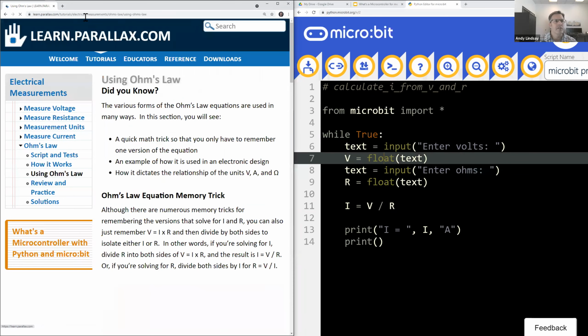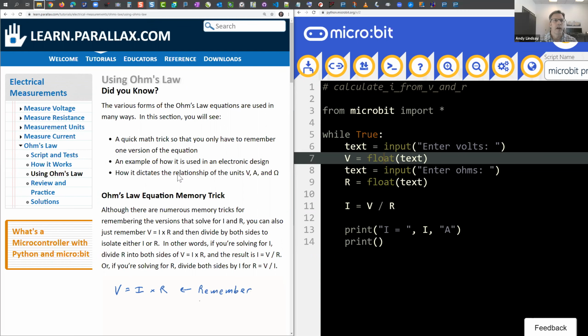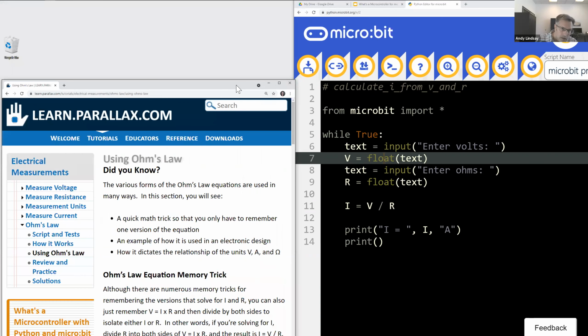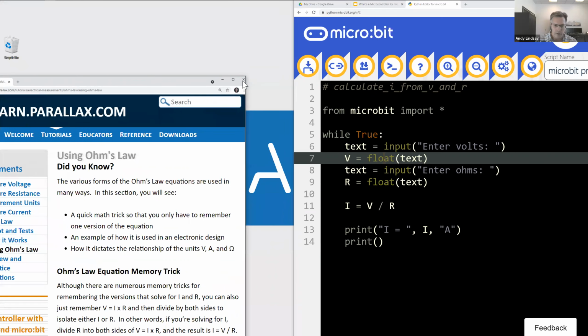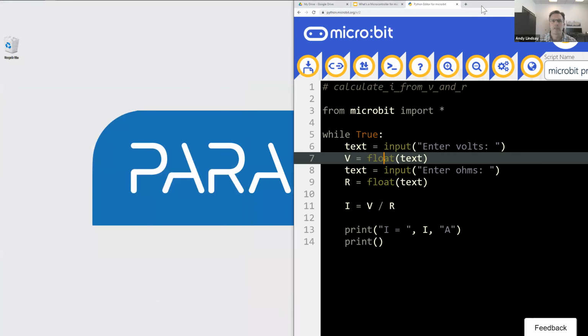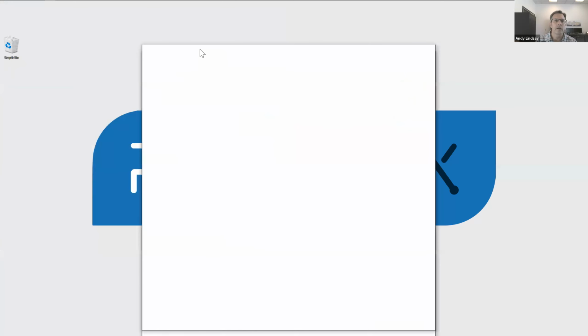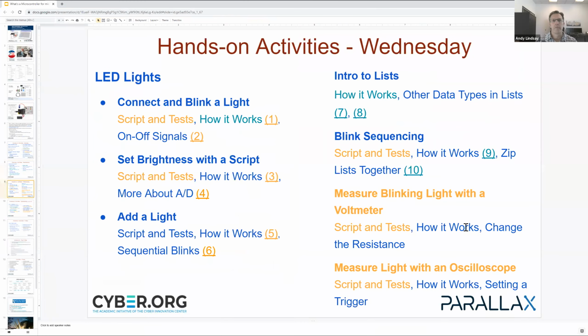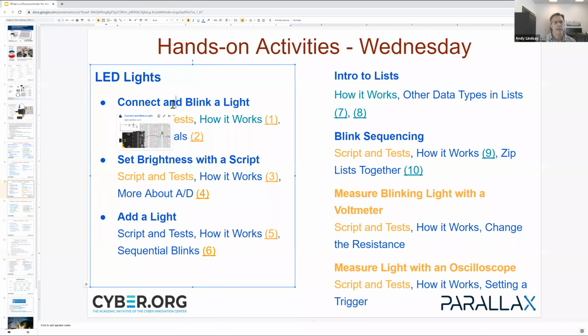All right, so that is some stuff that we just did a whirlwind tour of, and now we are arriving at the circuit you have built. If I can get back there. Okay, my apologies. I've lost my slides. Here they are. Okay, so next up is connect and blink the light.